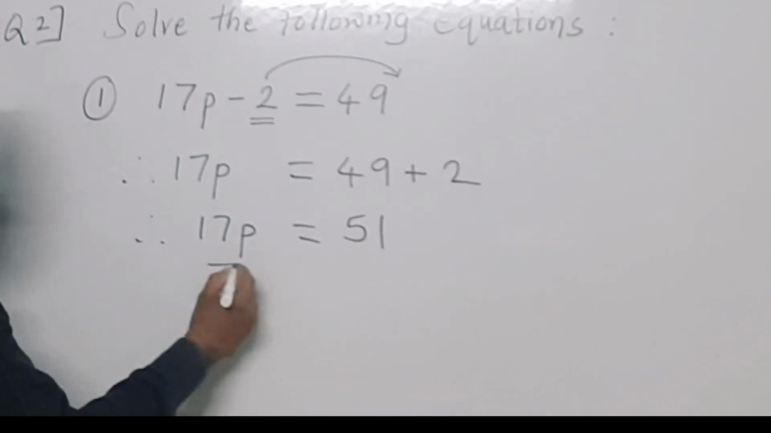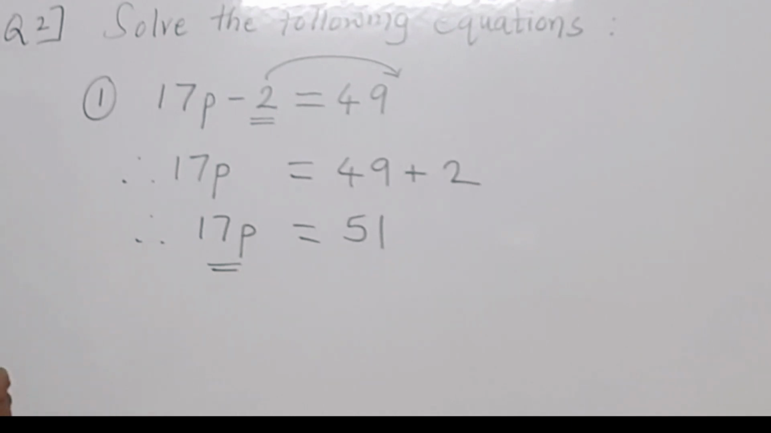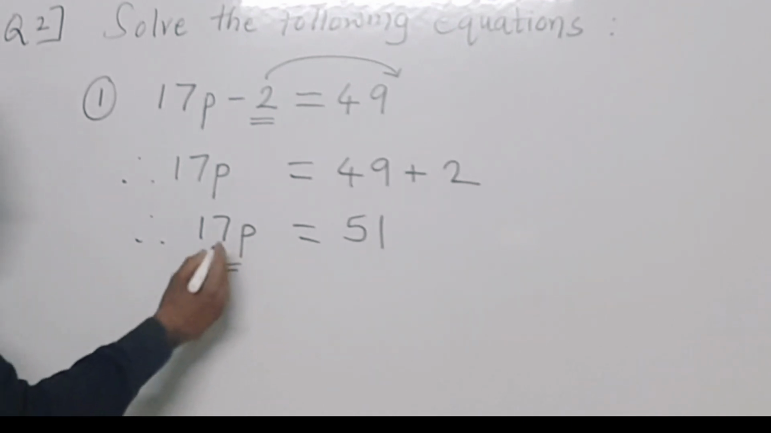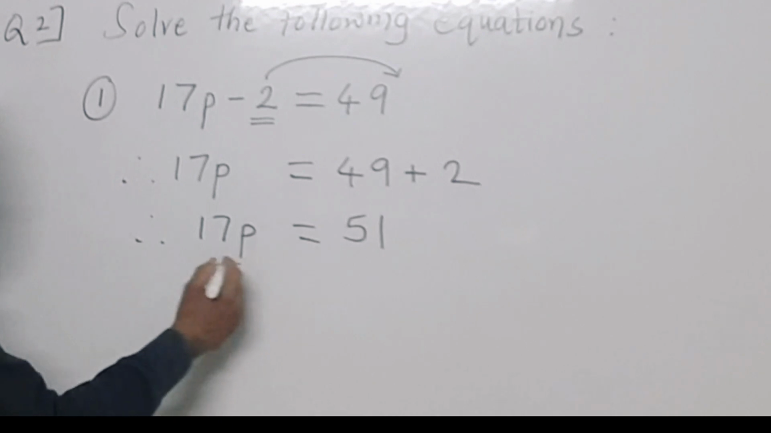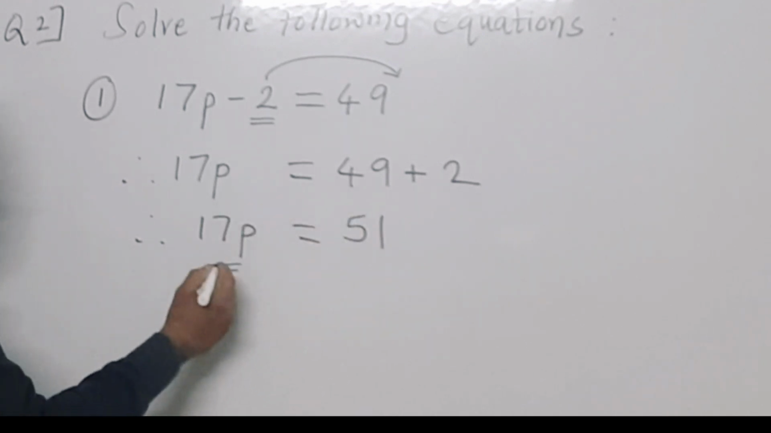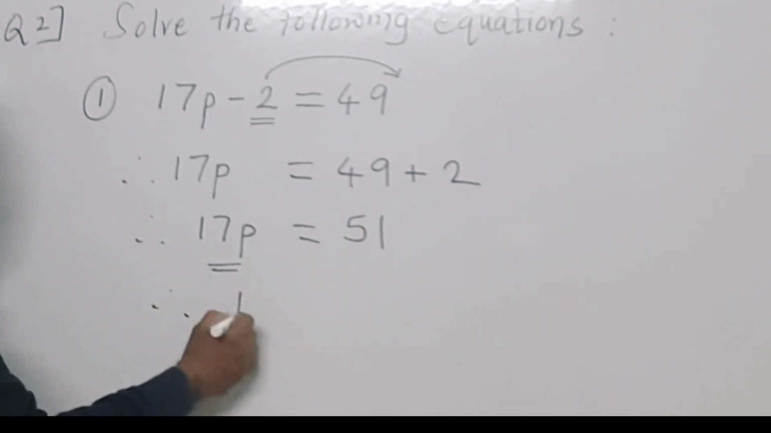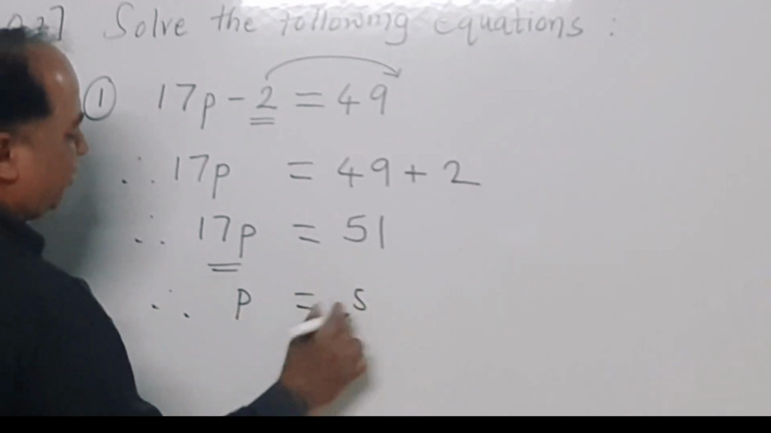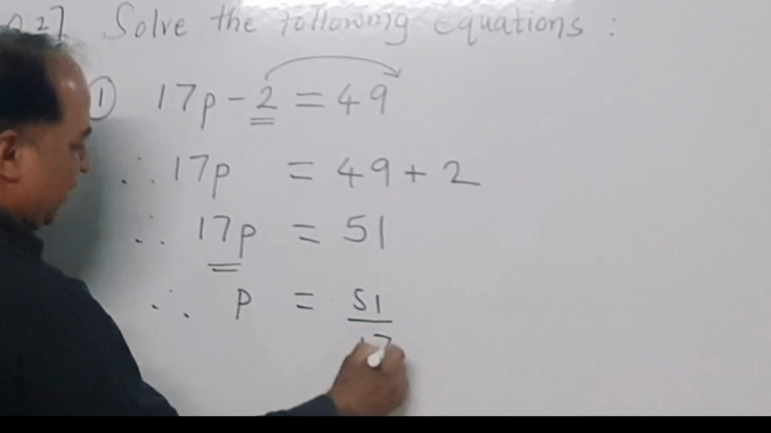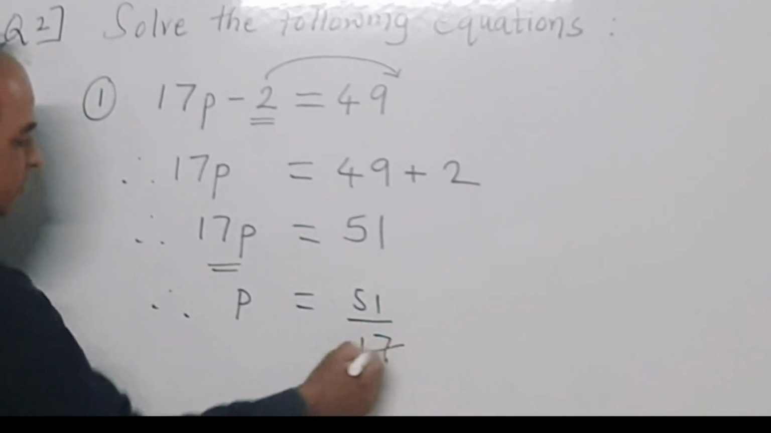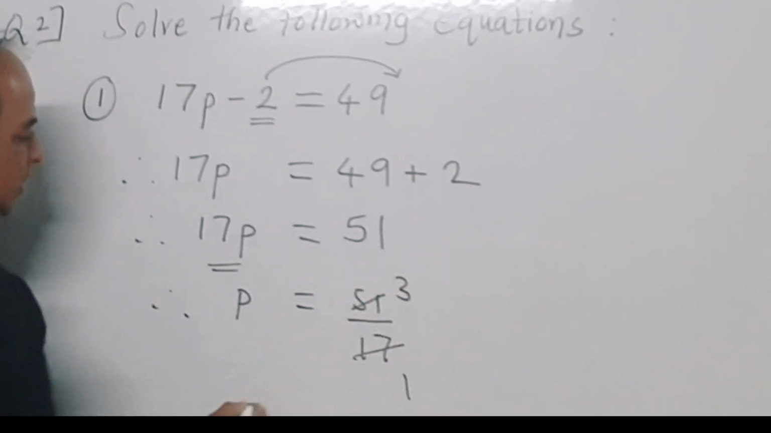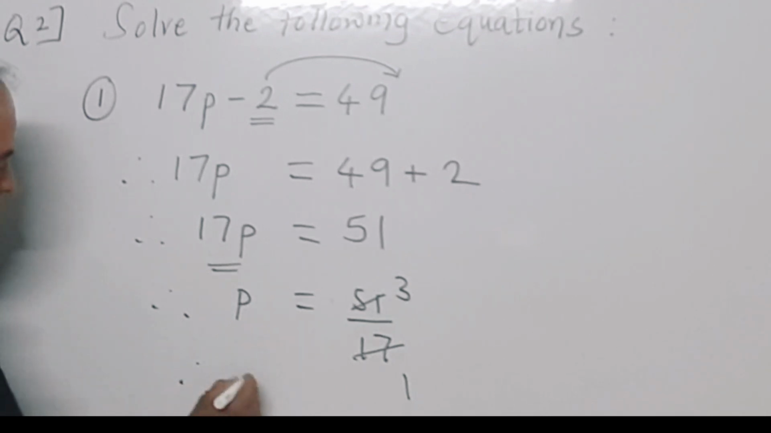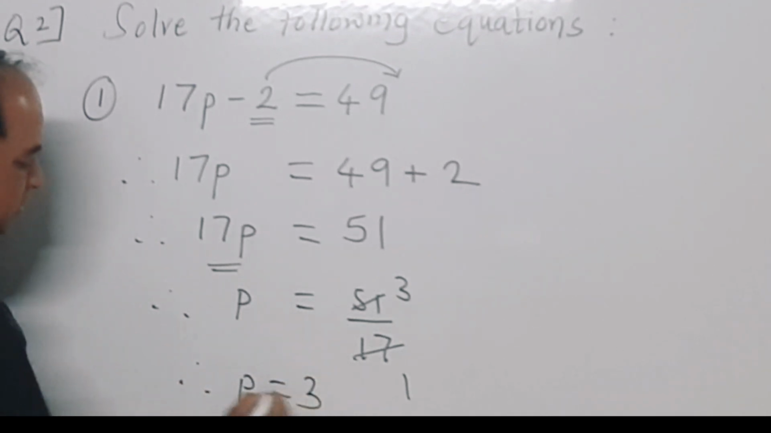Now on the left hand side, the operation between 17 and p is multiplication. So when 17 goes on the right hand side, it will get divided. 51 divided by 17, 17 threes are 51. So p is equal to 3.